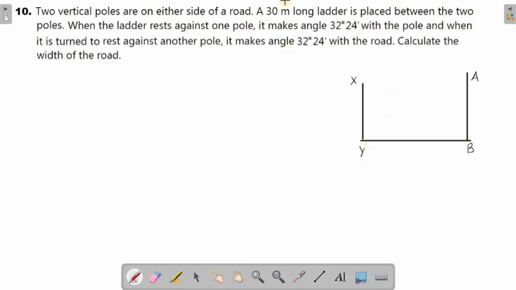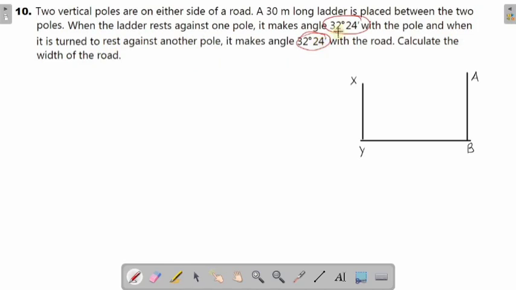Okay, now a 30-meter long ladder is placed between two poles. So there's a ladder placed in between the two poles. Now when the ladder rests against one pole, it makes an angle of, see here carefully, so with one pole it makes this much of angle, and when it turns to rest against another pole, it makes this much of angle. Now look at these two angles carefully. They are the same angle, isn't it?